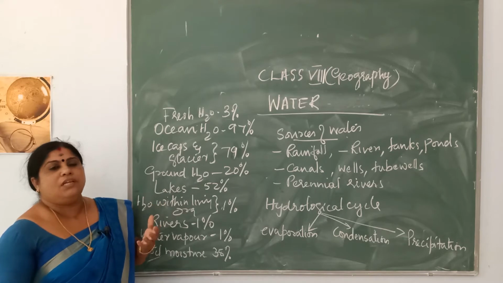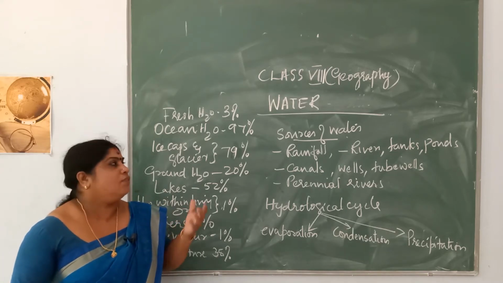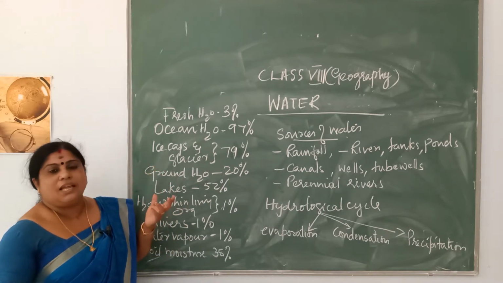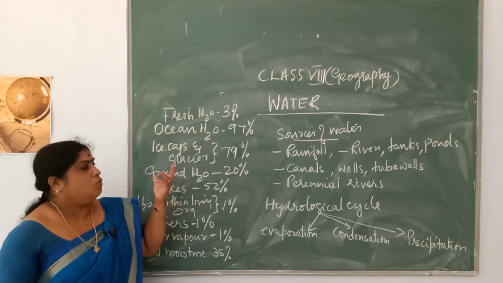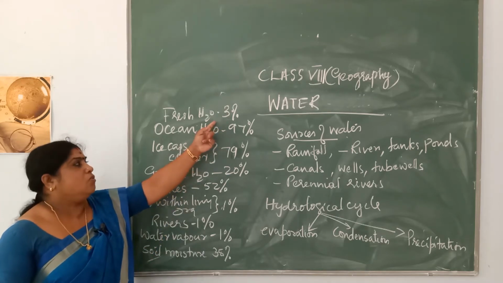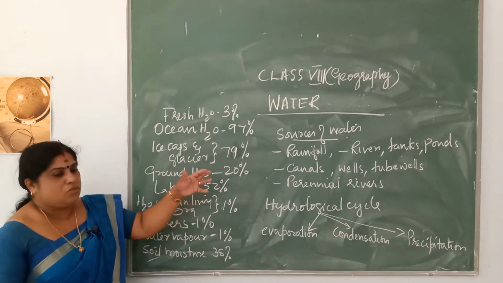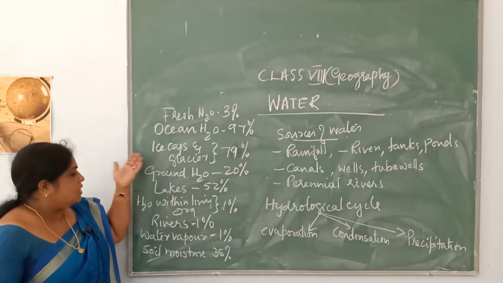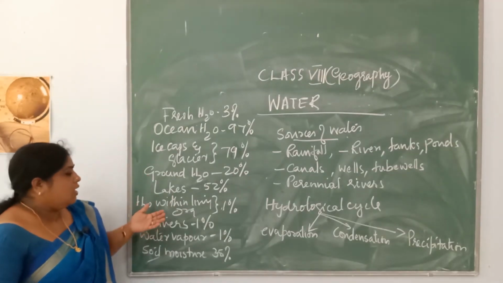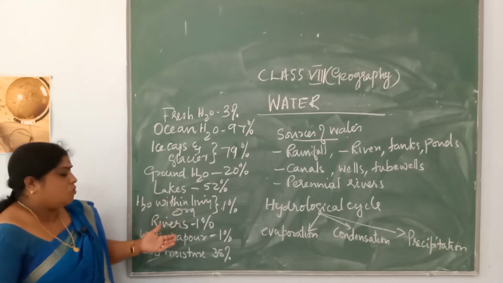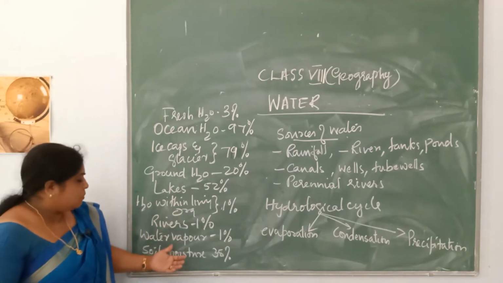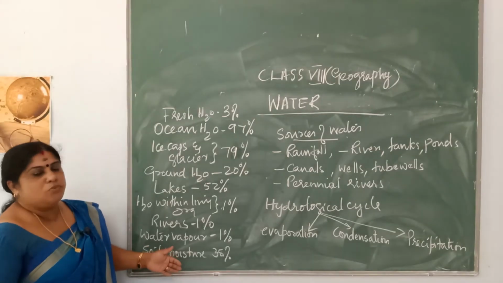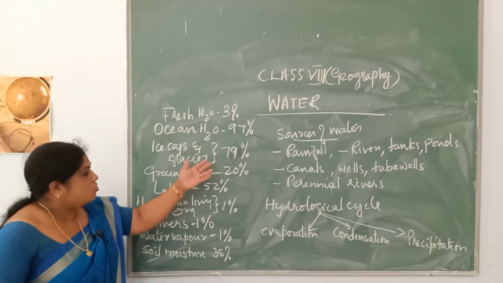So whatever activities, whatever actions you take in your life, there is the necessity of water. Therefore it is very essential that you conserve and preserve water, because it is limited in quantity. So the different sources of water that are available are oceans, ice caps and glaciers, groundwater, lakes, then the presence of water in living organisms, rivers, water present as water vapor, and soil moisture. All these are the different forms of water that exist, and its percentage is also given here.